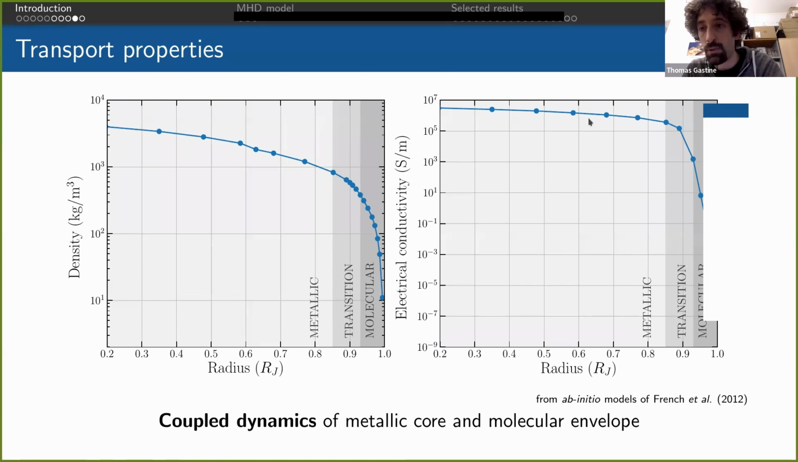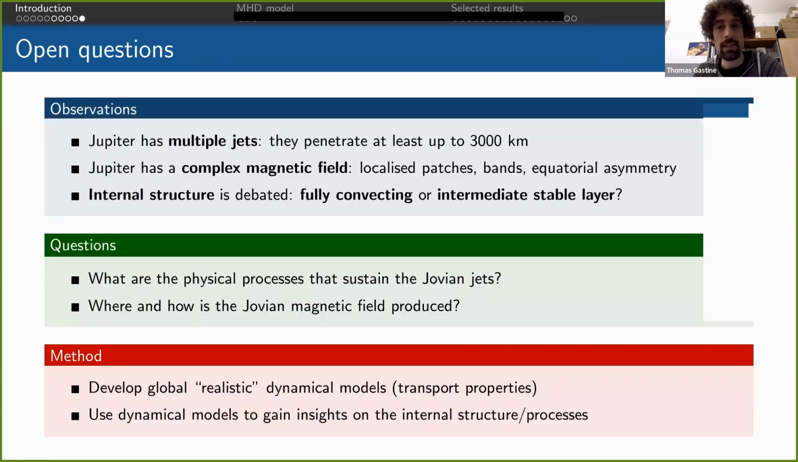And so the takeaway message of this right figure is that what is probably to be expected here is that we will get coupled dynamics between what's happening in the molecular part and what's going on in the metallic region. And so the main question we are interested in here, based on the observation of jets and magnetic field, is: what are the physical processes that will sustain the jets, and where and how is the Jovian magnetic field produced?